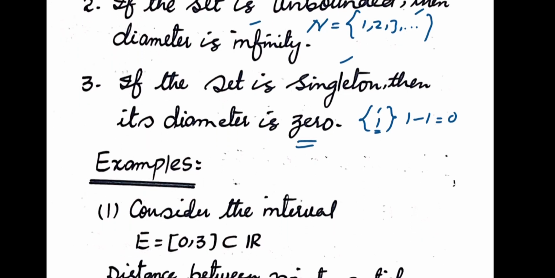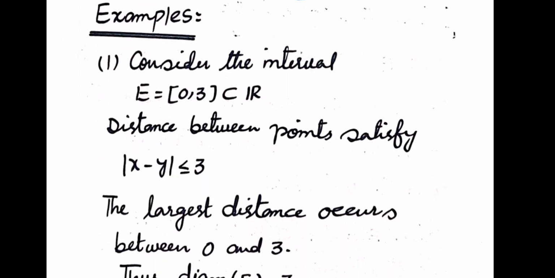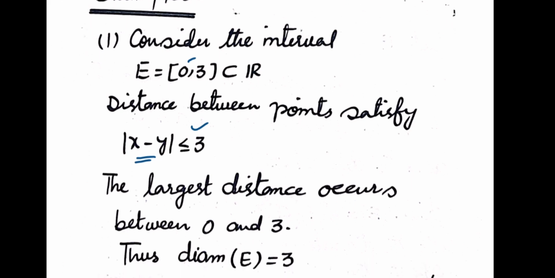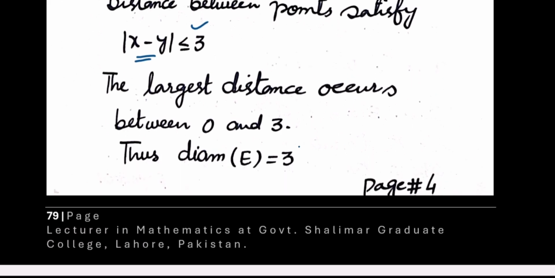There are some examples. Consider the interval [0, 3]. The distance between points satisfies |x minus y|, I am taking here the usual metric, |x minus y| is less than or equal to 3. The largest distance occurs between 0 and 3. So thus the diameter is equal to 3 here.